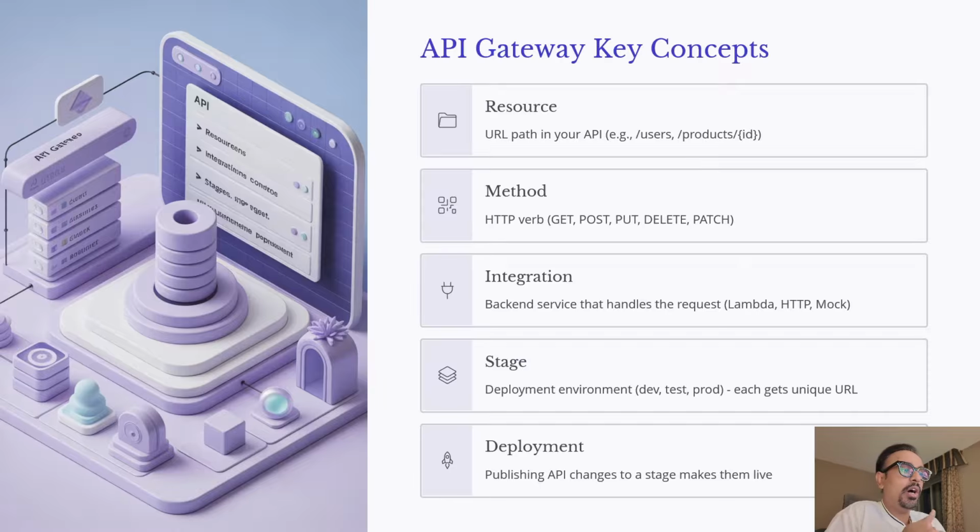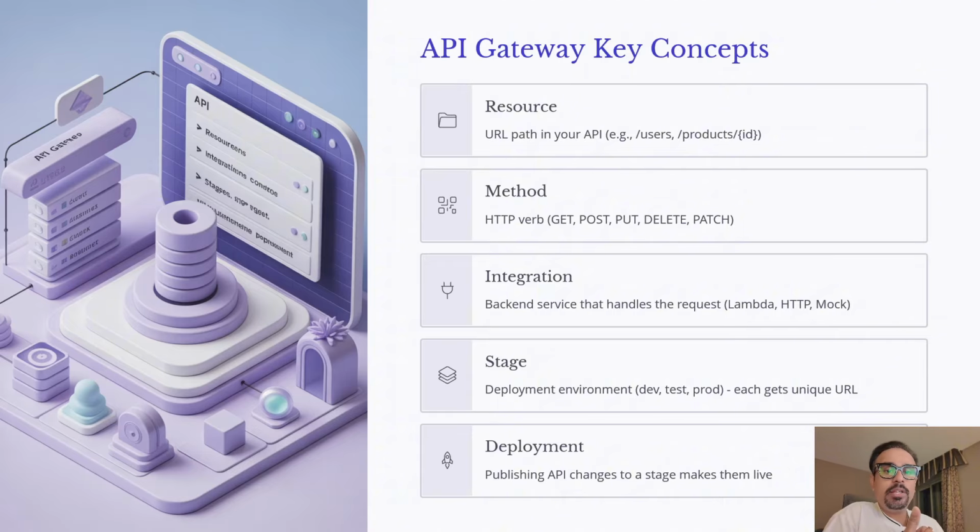Now, when you're going to set up the resources in your API Gateway, you can have your URL path like /users, /product, or a different ID that you have. You can create a resource over there. Next is the method. This corresponds to the HTTP methods like GET, POST, PUT, DELETE, or PATCH that I was talking about, which tells the API Gateway what action to perform on the resource.